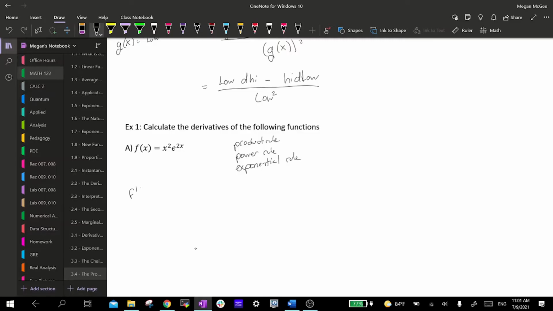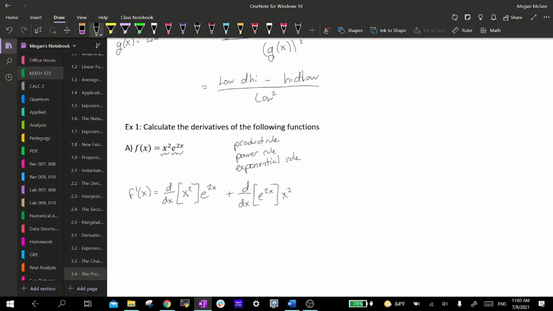So we want f prime of x, and we have two functions. We have x squared and we have e to the 2x. Those are our two functions. So using our product rule, we need the derivative of the first function, which is x squared, times the second function, which is e to the 2x, plus the other way around. We need the derivative of our second function times our first function. So this is how we apply the product rule.